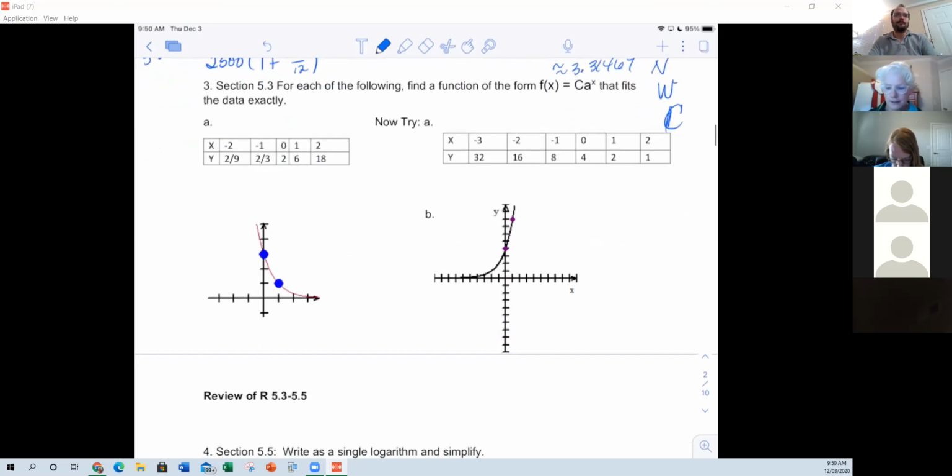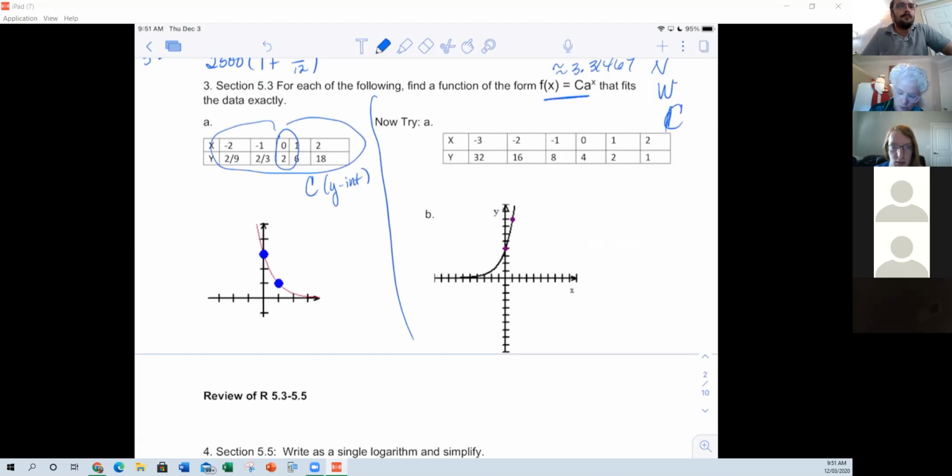Okay, so then on this one, when we look at the table, and I'm telling you that these are exponential, so you don't have to guess about that. To find the C is always the y-intercept. So we're looking at this. So the y-intercept would be 2.